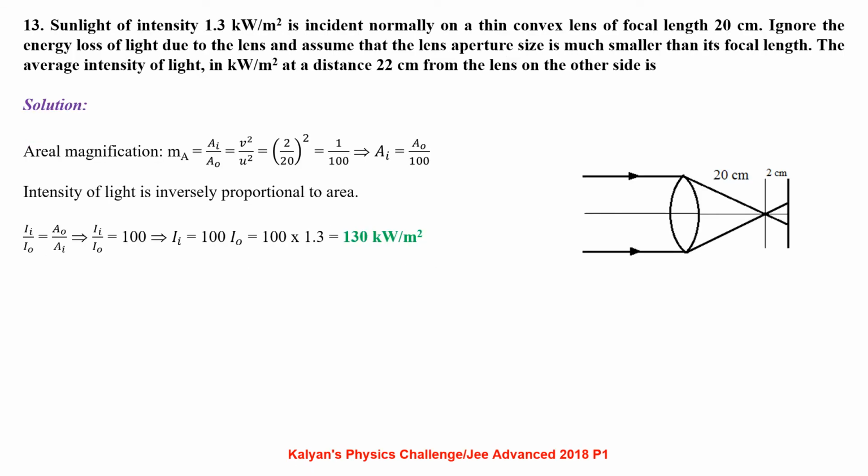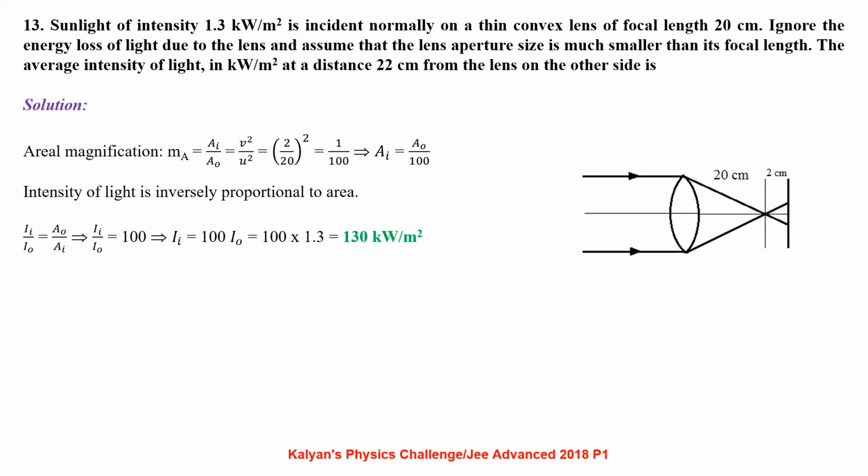Sunlight of intensity 1.3 kilowatt per meter square is incident normally on a thin convex lens of focal length 20 cm. Ignore the energy loss of light due to the lens and assume that the lens aperture size is much smaller than its focal length. The average intensity of light in kilowatt per meter square at a distance of 22 cm from the lens on the other side is?